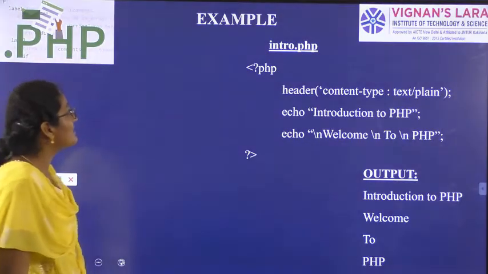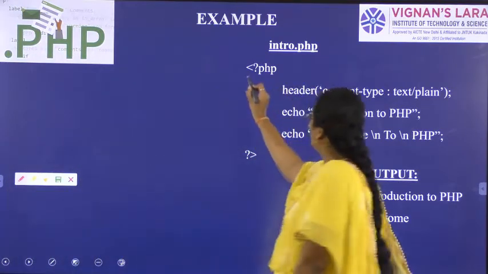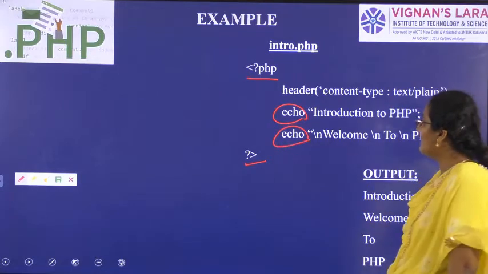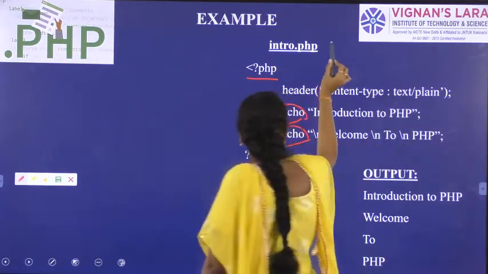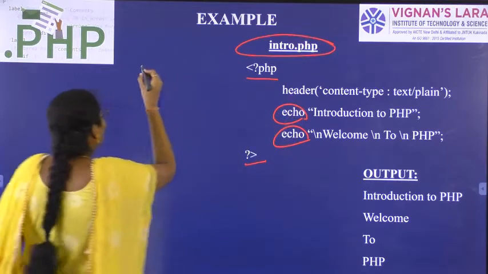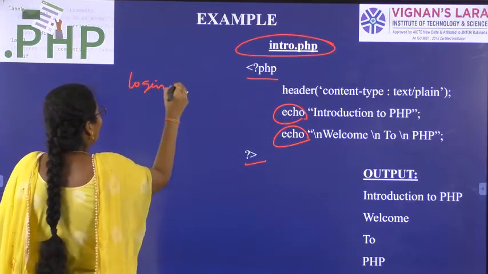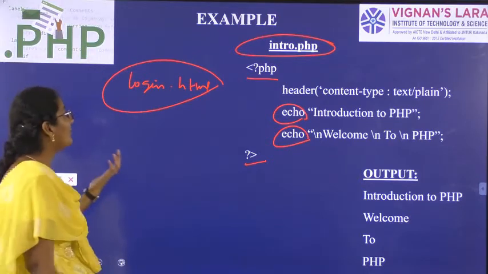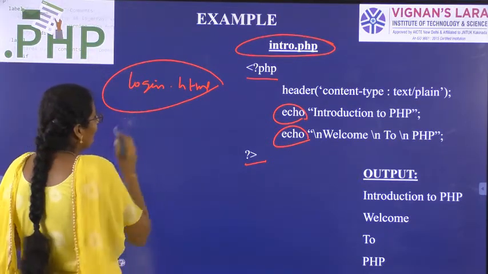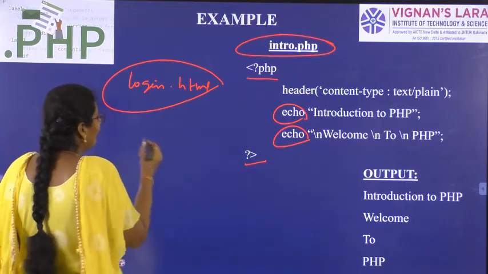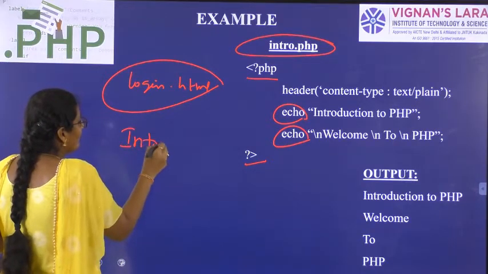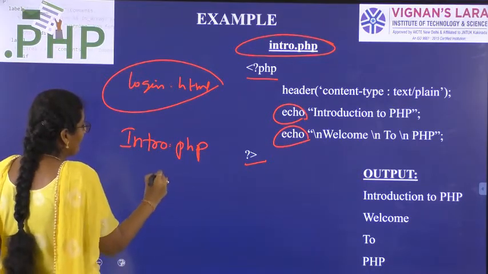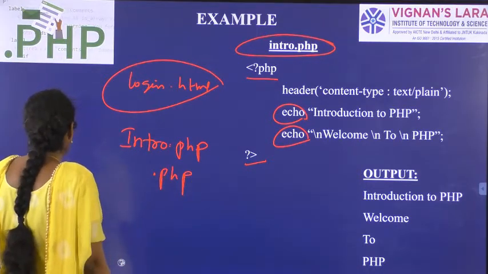So this is your first PHP program. So the basic opening tag and closing tag. Echo is the word used for printing something. So this is the first program, and I have named it intro.php. Login.html is what you name your login page, right? If you want to execute HTML programs, you save the program as login.html. Same way, I am giving an introduction to PHP, so I am saving the program as intro.php. Extension is .php.